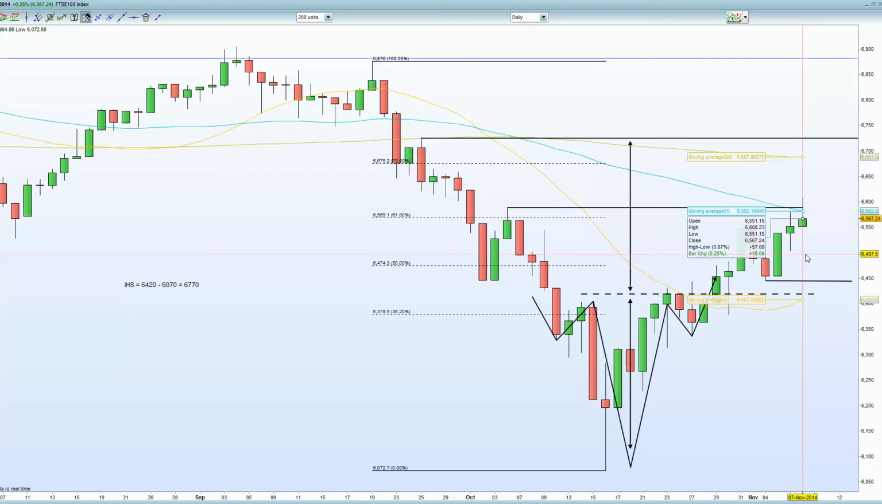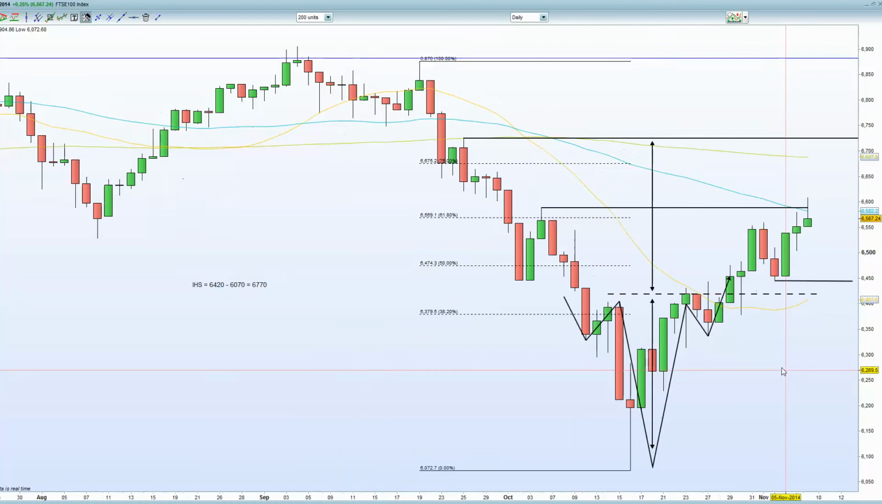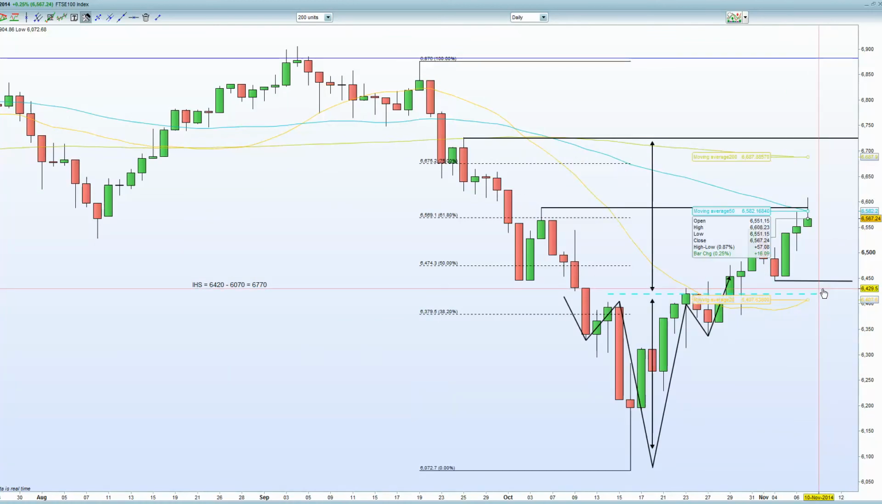And number 3, the 50 MA acts as a semi-resistance tool, although the 200 MA is your key. And obviously a topping tail as well. Now, yes, we do have an inverted head and shoulders, and the target is 6770, but that doesn't mean that we can't pull back. So be flexible.